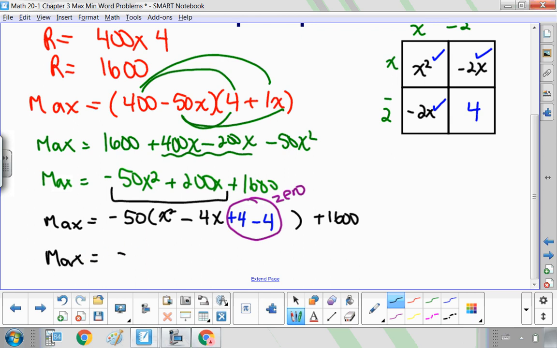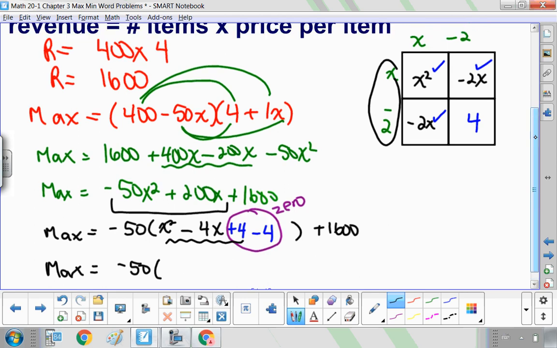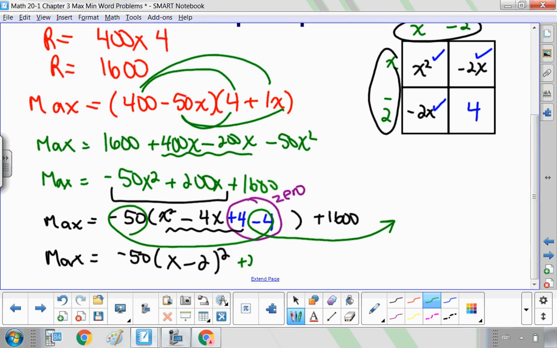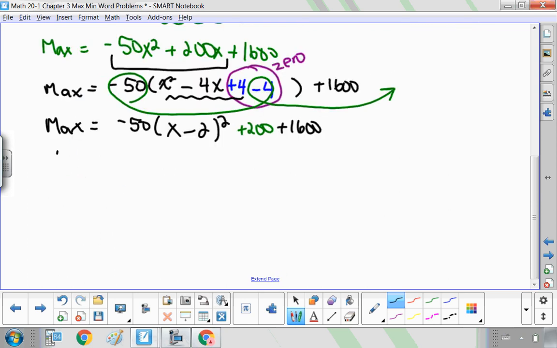So that means that my maximum is negative 50 times, now let's complete the square, factor the perfect square trinomial, which I know from my grid factors as x minus 2 times x minus 2, or x minus 2 squared. Now, don't forget about the negative 4 inside the brackets. To take that out, I'm going to do negative 50 times negative 4 to bring it out, which is positive 200. And I will add that with the 1,600 that's already out there. So that means that my maximum revenue is negative 50, x minus 2 all squared. Add those two together is plus 1,800.